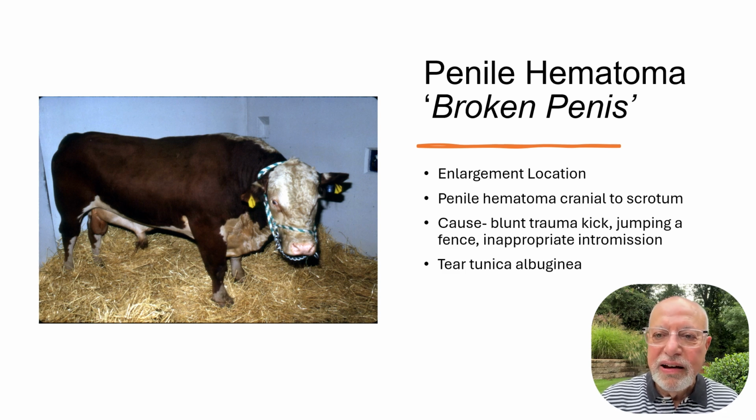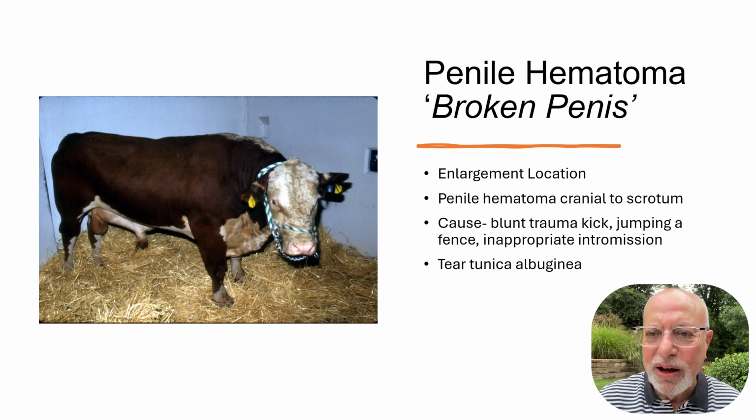Then another relatively common condition is the penile hematoma, or some people call it broken penis. First of all, we need to identify the location of this enlargement. Hematomas are located proximal to the scrotum. You could have enlargement in other parts of the prepuce too, which could potentially be an abscess. So first of all, we need to identify that.